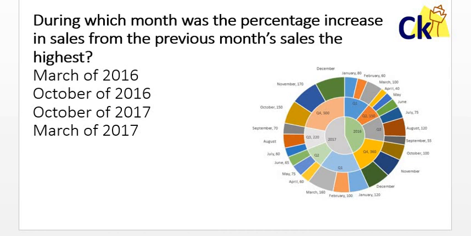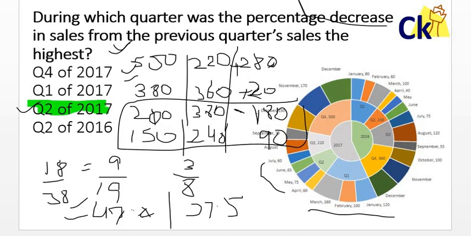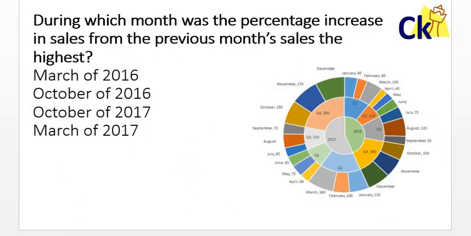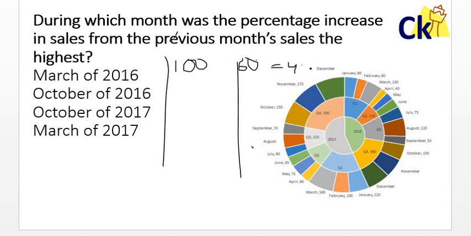Now what the question says, during which month was the percentage increase in sales from the previous month sales the highest? Okay, now here, in the earlier question we were comparing quarter to quarter, now here the calculation would include your month to month, like March 16 with your Feb 16, like this. Again we'll make a table. March 16 the value is 100, the previous month would be Feb 16, and the value for Feb is 60, hence a change of 40.